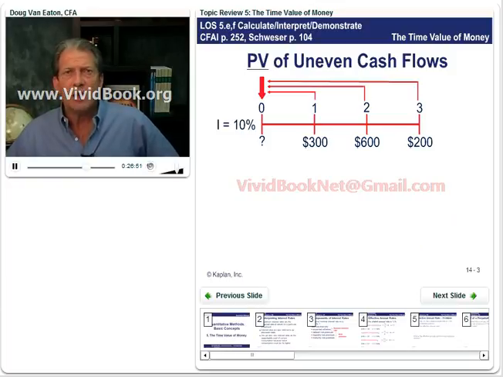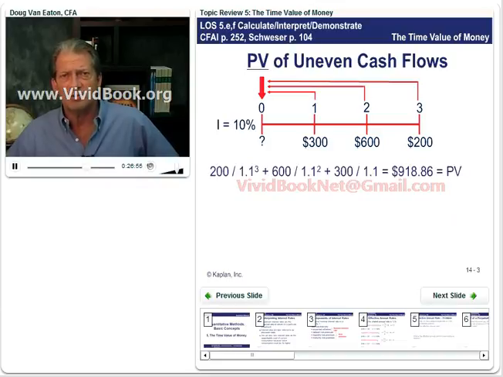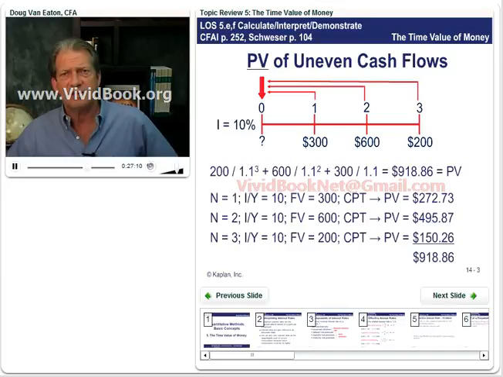Simple enough. Now, instead of compounding to get future values, we're going to get present values by discounting that payment at time 3 back 3 periods, the payment made at time 2 back 2 periods, and that first payment back 1 period. Add up those 3 present values and get 918.86, or we could get calculator amounts too and find out that the present value of those 3 uneven cash flows is $918.86.